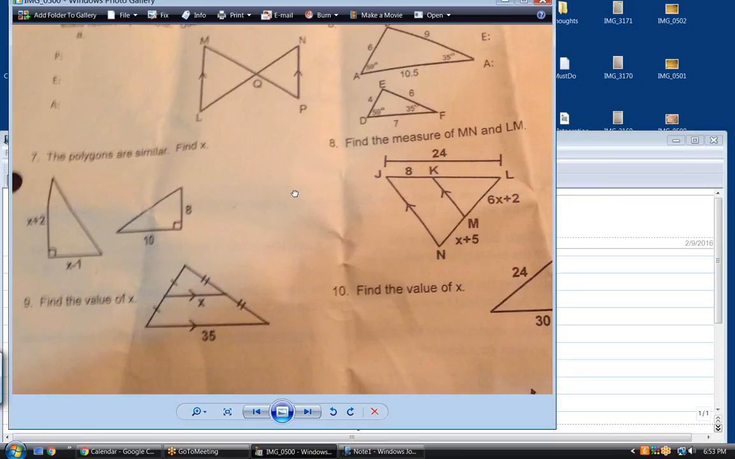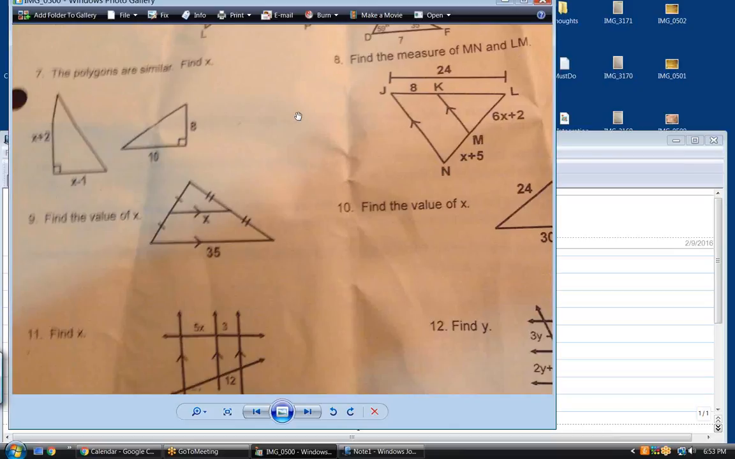Similarity, you just have to prove 3 angles. In other words, this triangle is similar to this triangle because that angle is equal to that angle, that angle is equal to that angle because of the parallel lines, and that angle is equal to that angle. Once I have 3 angles that are the same, I know those 2 triangles are similar. Okay, so that should be covered.